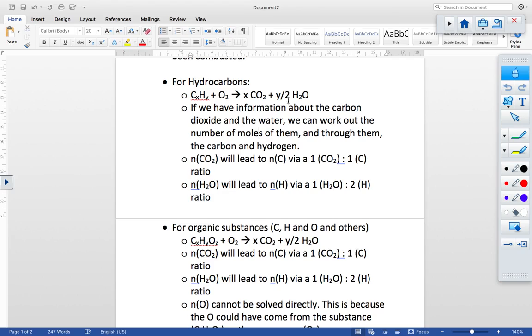So, if we are given information about the carbon dioxide and the water, we can work out the number of moles of carbon dioxide and water. And through those, we can work out the number of moles of carbon and hydrogen. The number of moles of CO2 leads to the number of moles of carbon via a 1-to-1 carbon dioxide to carbon ratio. The number of moles of water leads to the number of moles of hydrogen via a 1 water to 2 hydrogens ratio. So let's go see an example of that.